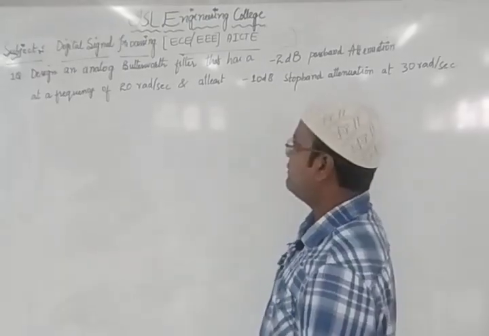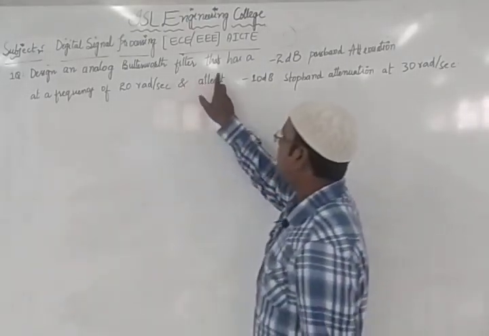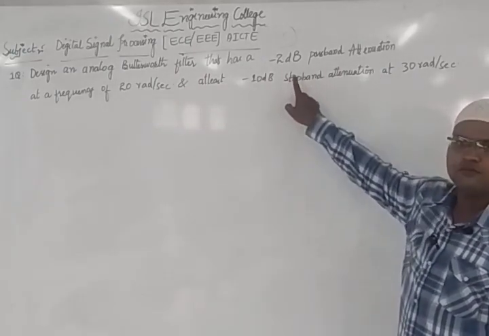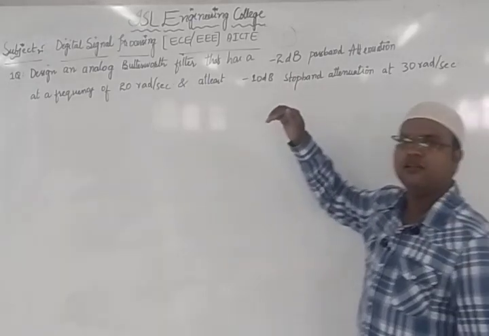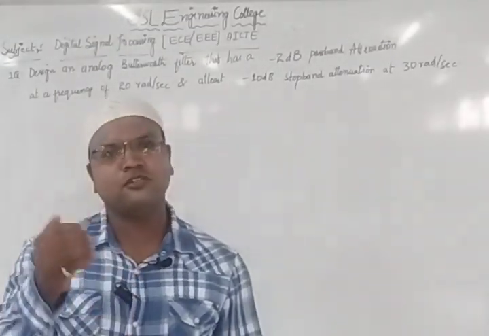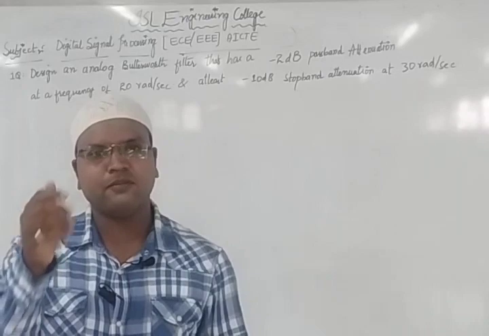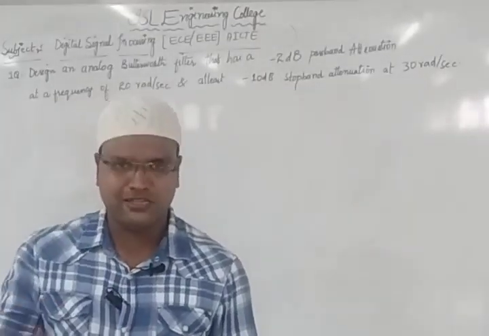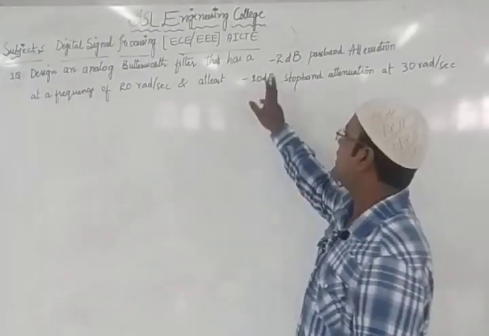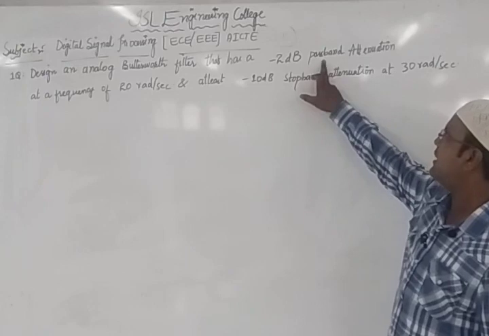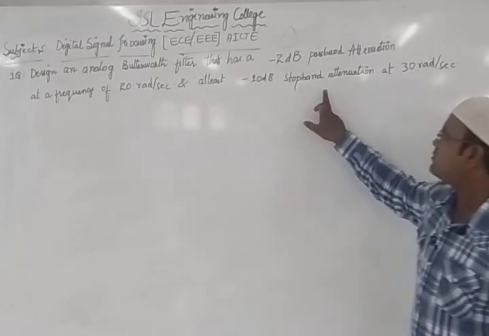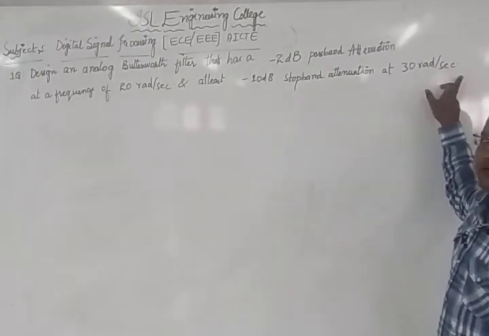Here we have to design an analog Butterworth filter that has a minus 2 dB pass band attenuation. Here they gave 2 dB. The minus indicates that whenever we take any kind of gain, it should be taken from the RMS value, that is 0.707. From there we take minus 3 dB, plus 3 dB, like that we take the range. Likewise they gave the negative, but while solving problems we will not take the minus sign, directly we will take 2. They gave the attenuation in pass band and the frequency of pass band, at least minus 10 dB of stop band attenuation and 30 radian per second.